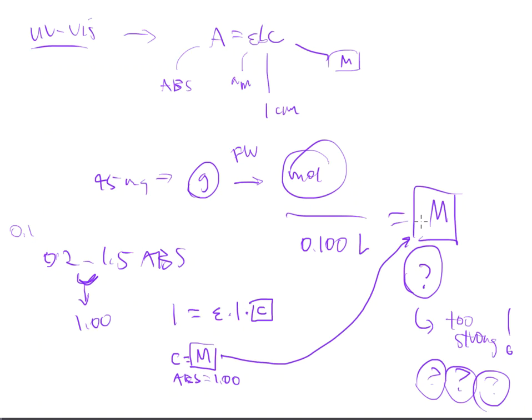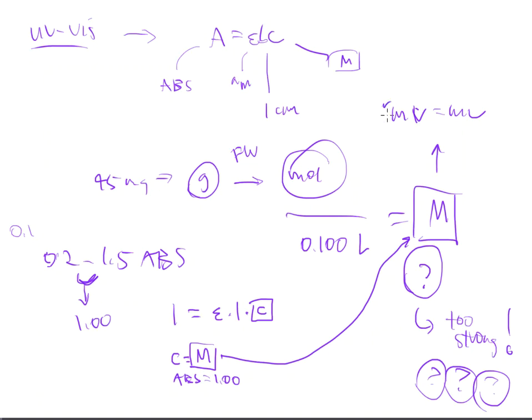Are they about the same? If not, which one's stronger? And if your sample is stronger, you're going to have to dilute this. So M1V1 equals M2V2. So what that means is that I'll know the concentration of this stuff that I dissolved, put into my 100 ml flask. I know the concentration that's needed for a 1 absorbance, and it's up to me to figure out how to dilute that sample down in order to get to that point.